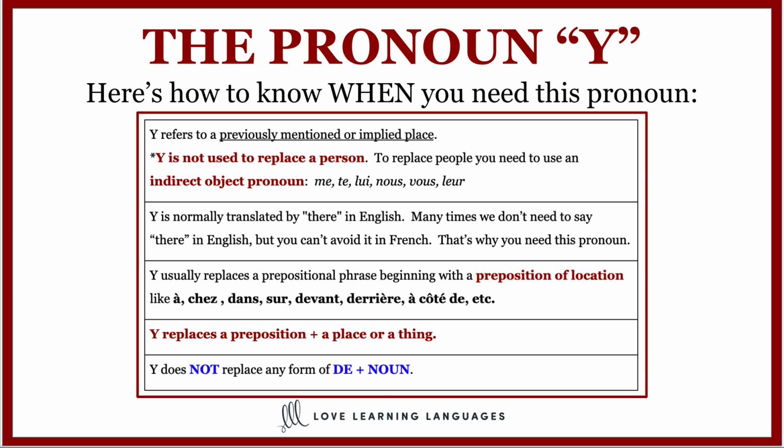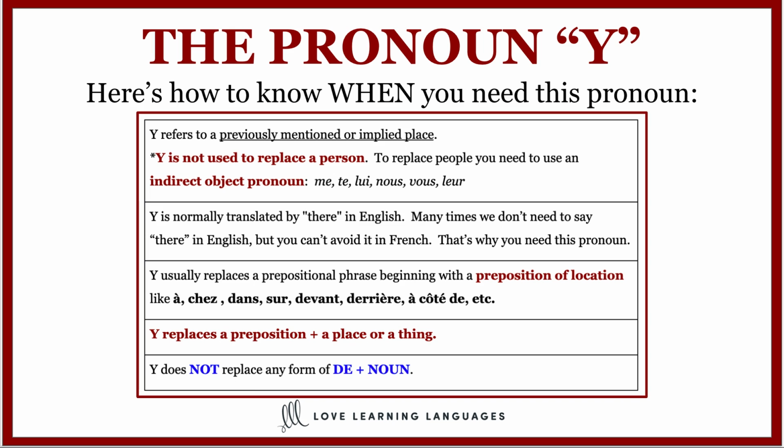Now, you have to know that y is always going to replace a thing or a place that has been mentioned. We'll talk about the thing in a little while, but y is never used to replace a person. Remember that if you're wanting to say him or her, you're going to need to use an object pronoun, okay? So y usually replaces a prepositional phrase that begins with the preposition of location. So I'll just give you a few examples here. Prepositions like à, or chez, dans, sur, devant, derrière, à côté de. All of those are prepositions of location.